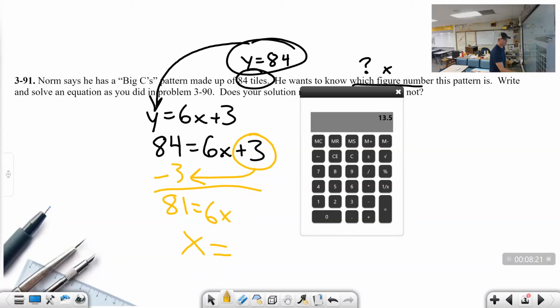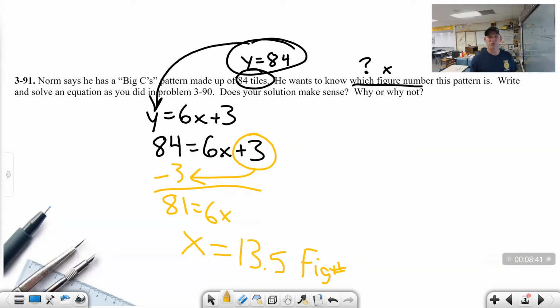X equals 13.5. What are we talking about in this problem? 84 tiles and 13.5 figure number? Does that make sense? Does it make sense to have 13.5 figure number?